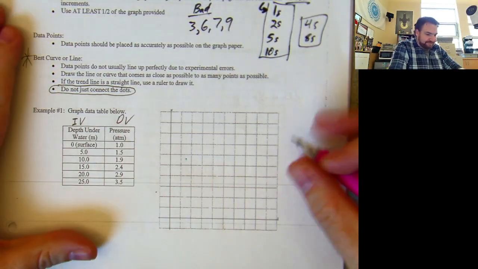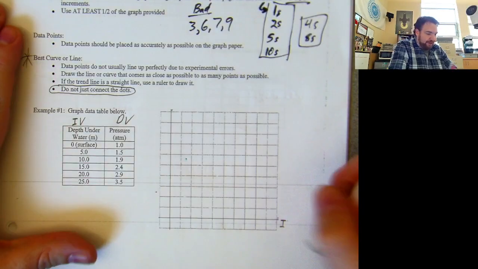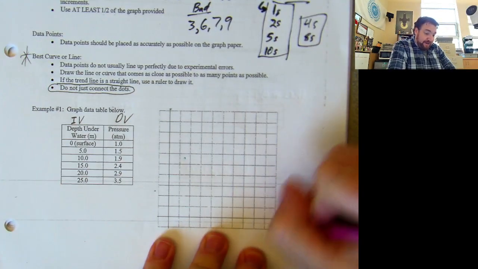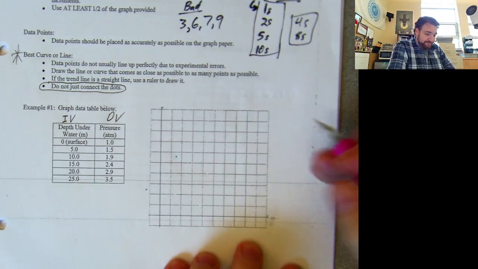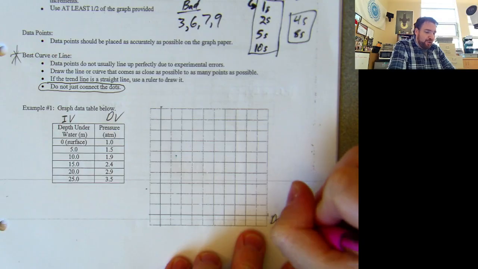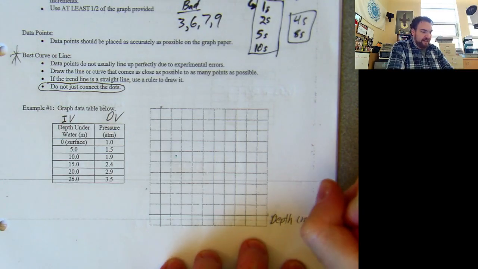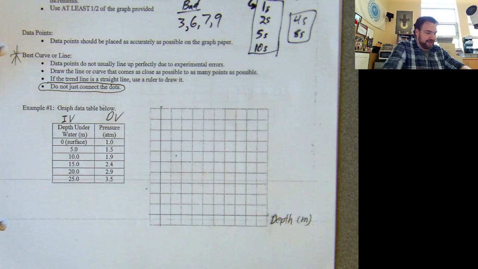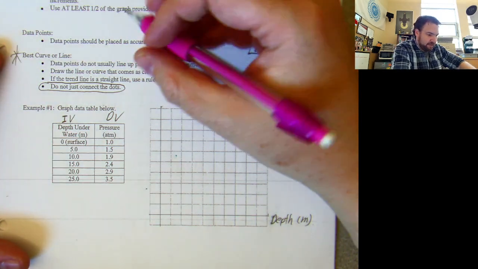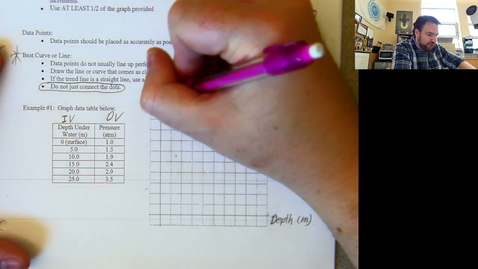So we're going to put the independent variable down here. I'm not going to put "independent variable." I'm actually going to put the variable that it is. You don't have to put the whole thing. Just "depth" is fine. Depth is in meters in this particular case. The dependent variable is pressure.